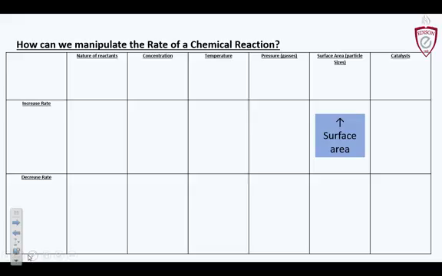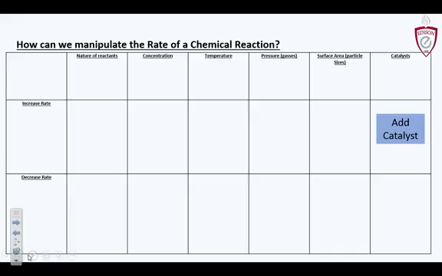If I do that, what I effectively do is make more collision sites, more chance for collision. The opposite is true: decrease the surface area, I can decrease the rate of my reaction. Last thing, a catalyst.